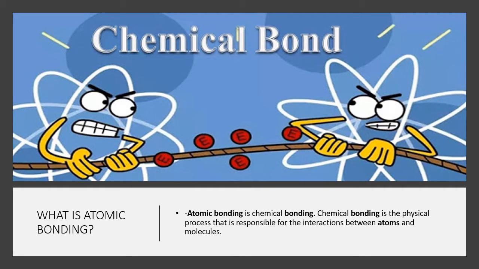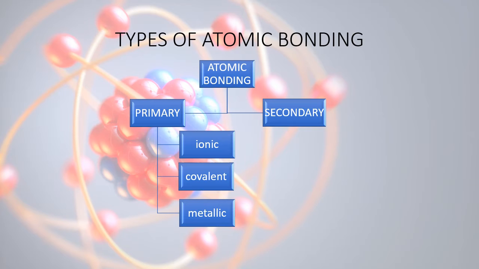So what exactly is the definition of chemical bonding? Chemical bonding is the physical process that's responsible for the interactions between atoms and molecules. Bonds vary widely. Each kind of atomic relationship requires a different type of energy, but they all do best when they settle into the lowest stress situation possible.